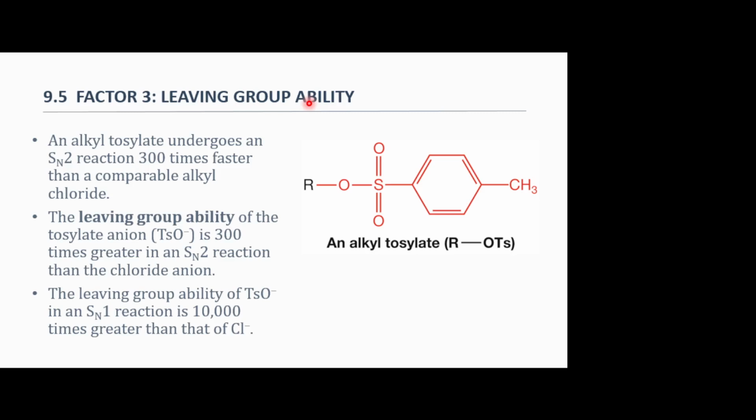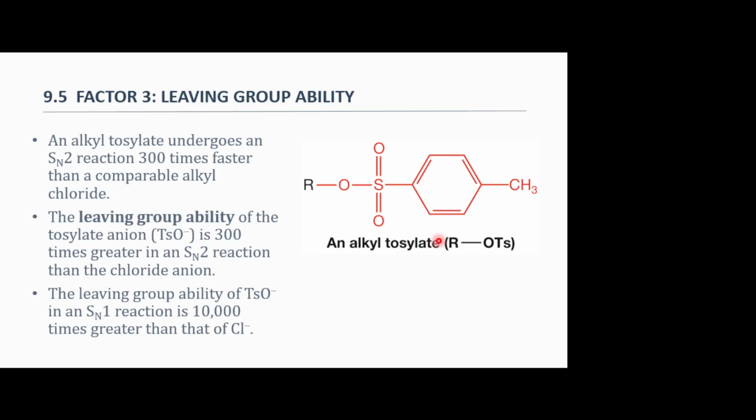So factor 3, this is going to be your leaving group ability. So this is the alkyl tosylate right here, typically written as ROTs for tosylate. And this is going to have an SN2 reaction that's 300 times faster than a comparable alkyl chloride, because this is actually an incredibly good leaving group. That's because it's very, very stable with that negative charge. You may notice there's all these delocalized electrons that I can do resonance structures with. So it shares that negative charge among the entire structure.